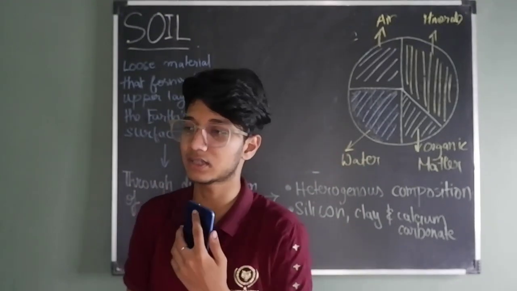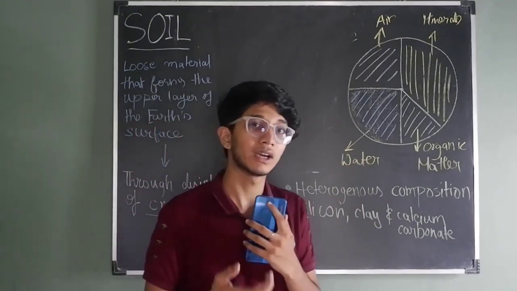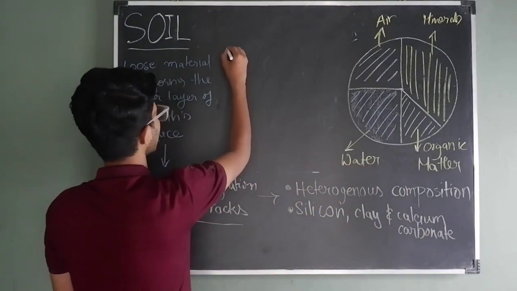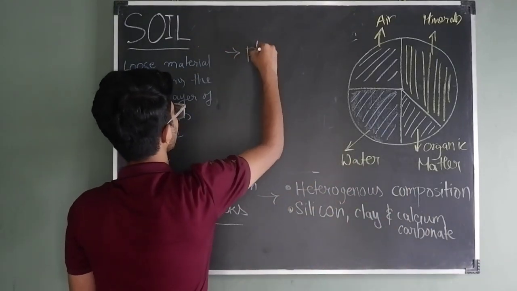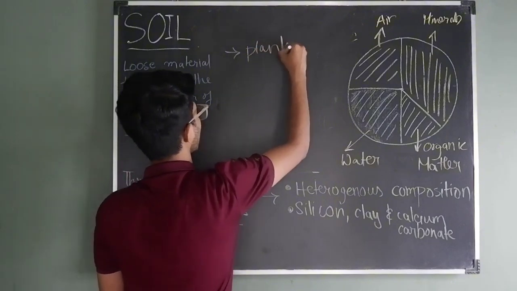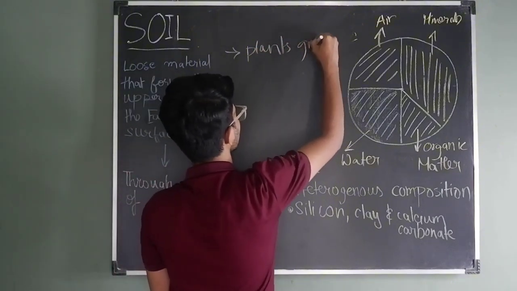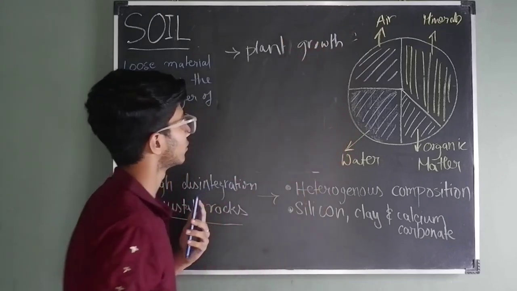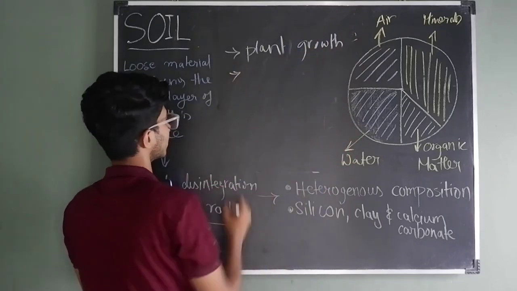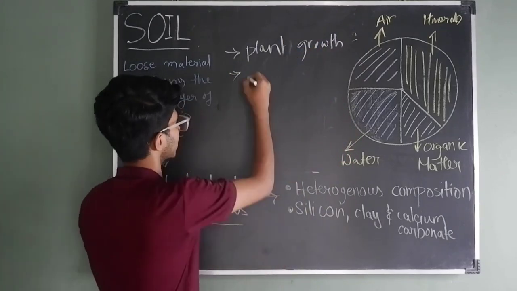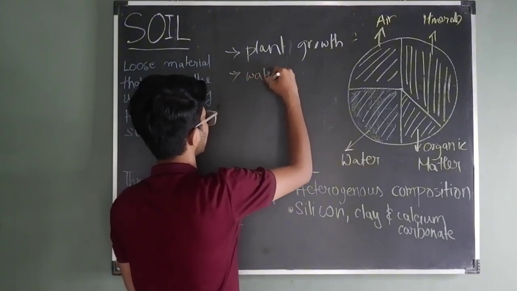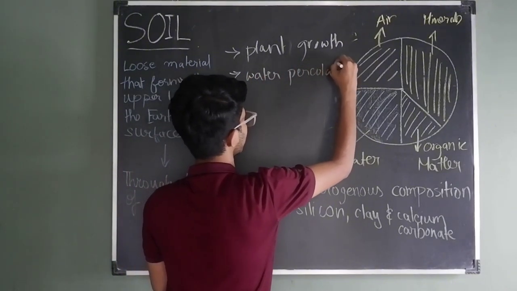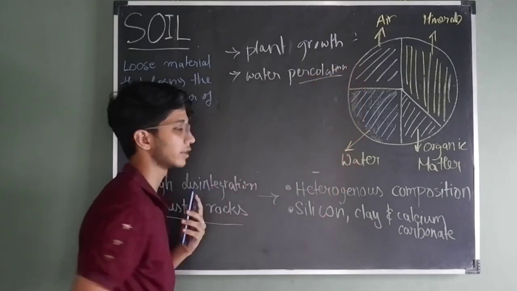Now we have to understand how soil is important. Soil is important for various things. For example, for the growth of plants. Okay, plant growth. Then the next thing we have is water percolation. It also allows water to percolate through it.